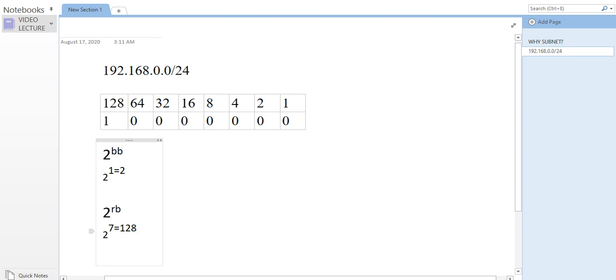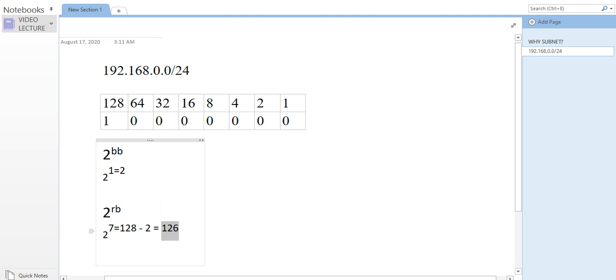But whenever you get the number of hosts, what do you do? You subtract 2 from it. If you subtract 2 from this, you have 126. So that is the number of hosts per subnet. This is the valid host range. That is your valid host range.